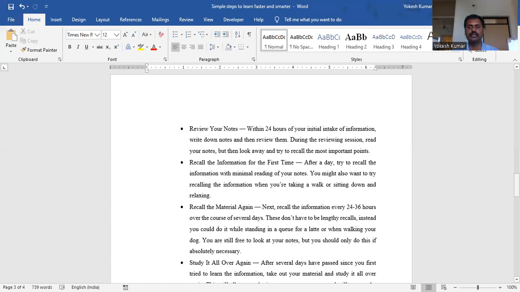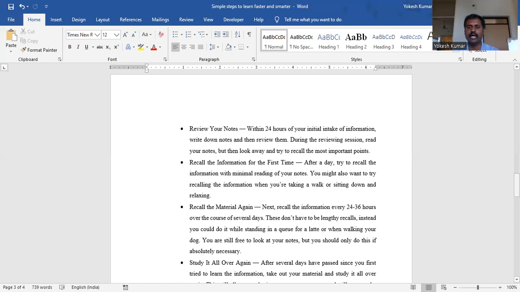So you might also want to try recalling the information when you are taking a walk or sitting down or you are in a relaxed position. You just recall the things wherever you are going, or you are sitting somewhere, or you are walking to some places. You can recall the contents, then recall the material again.